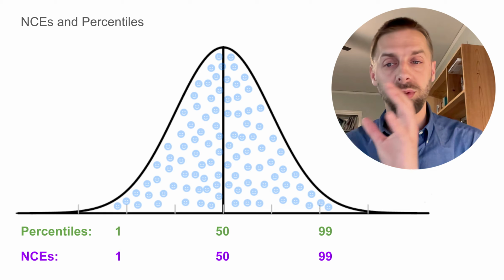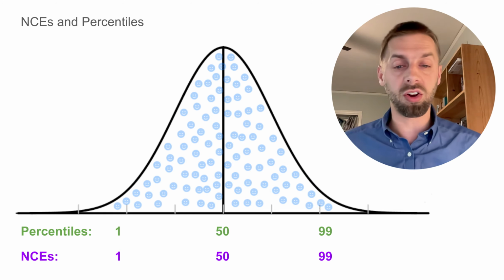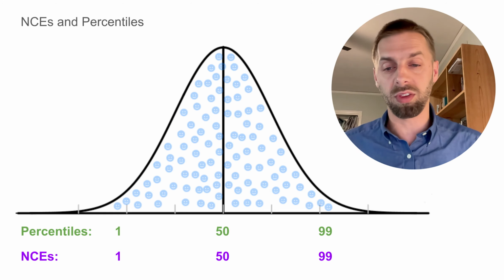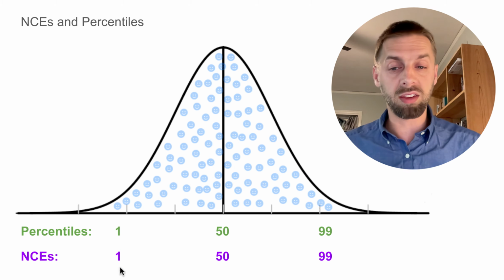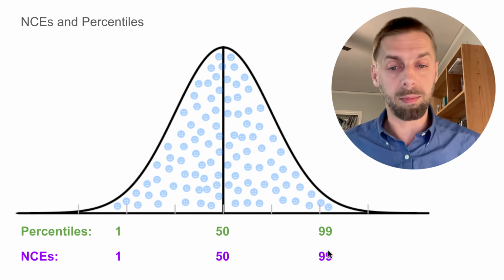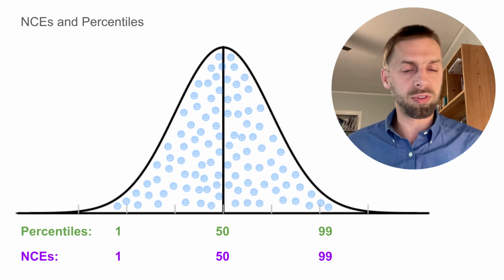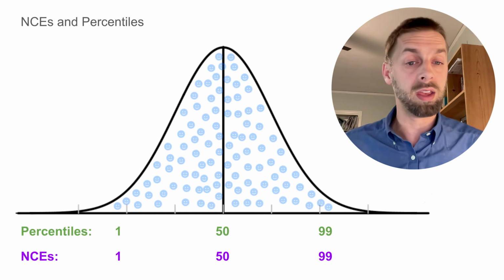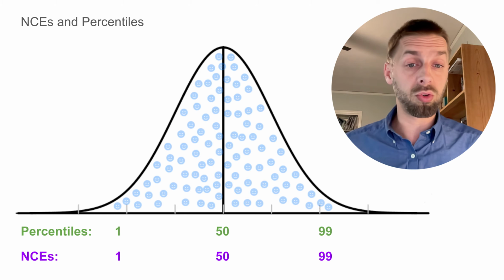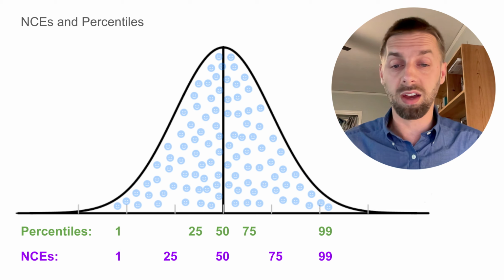Let's look at the conversion between percentiles and NCEs. First off, these two scales are anchored in 3 places that are always going to be the same. The first percentile is the same as the first NCE, 50th and 99th. They're the same, okay? And so you can kind of interpret an NCE a little bit like a percentile. Whenever you see NCE of 1, that means pretty far towards the bottom of the distribution of scores. NCE of 99 is just the same thing as the 99th percentile.